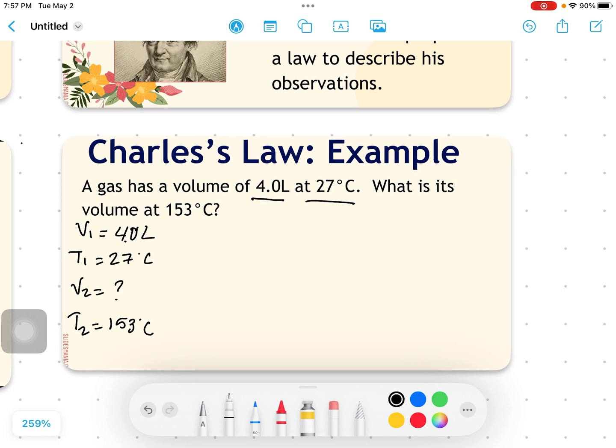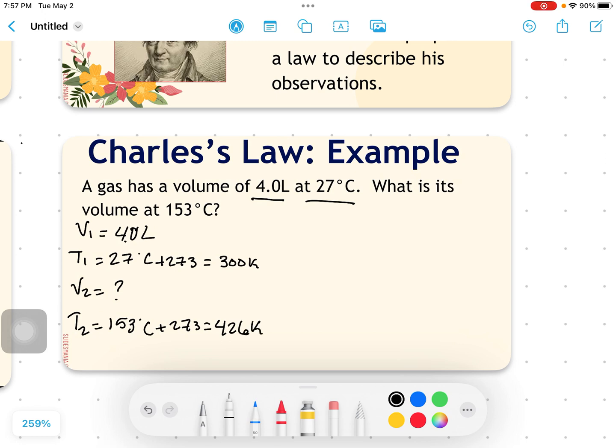Now, like we just talked about, our temperature has to be in Kelvin. So to convert from Celsius to Kelvin, we're just going to add 273. I know on the slides yesterday it said 273.13 or 15 or something. Don't worry about the decimal. It's not big enough to significantly change your answer. So when I do 27 plus 273, you should get 300 Kelvin. And 153 plus 273, you should get 426 Kelvin.